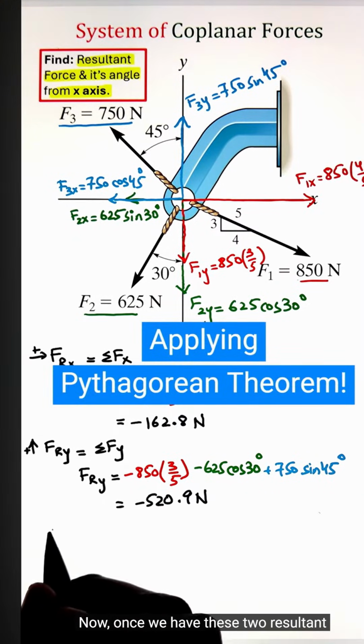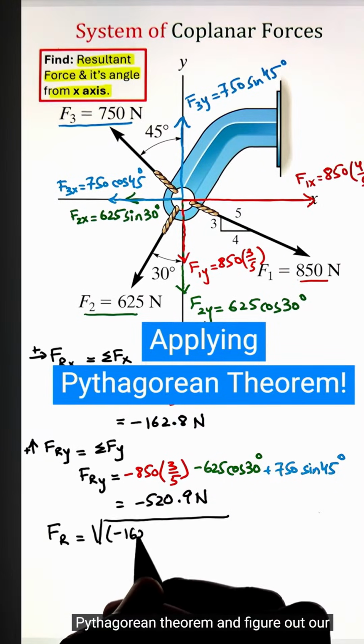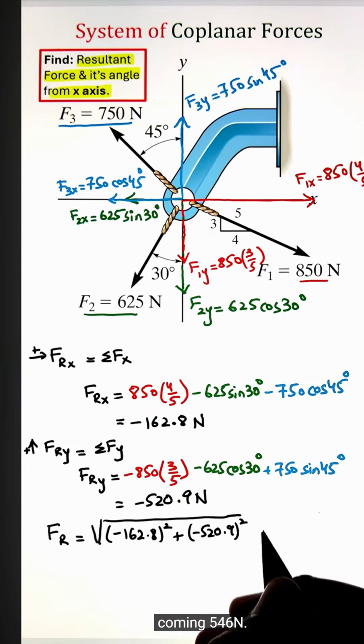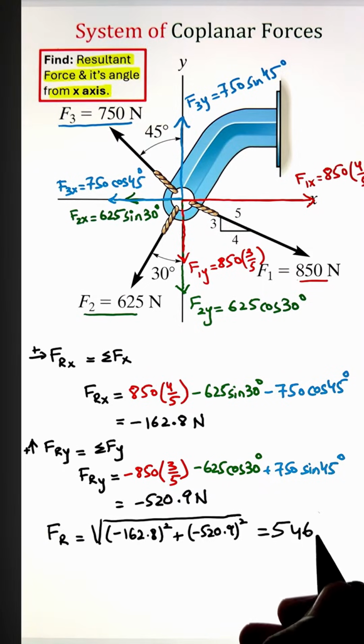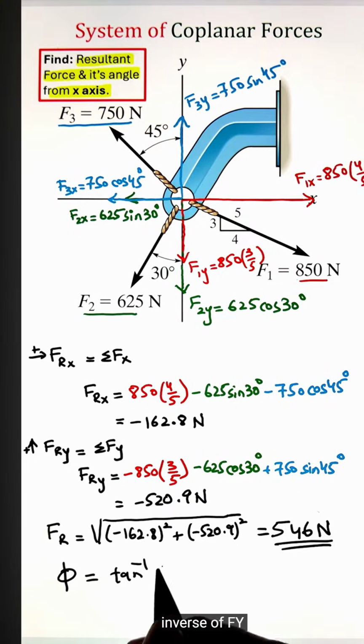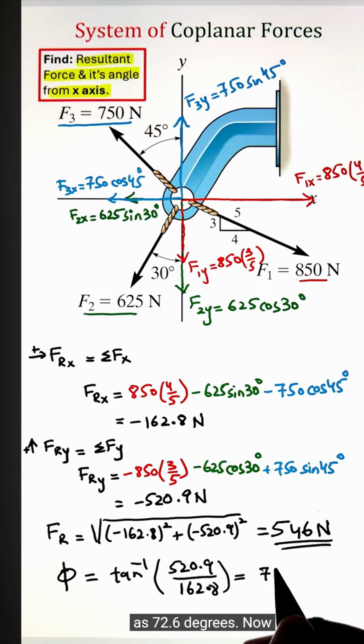Now once we have these two resultant components, we can combine them using our Pythagorean theorem and figure out our resultant force, which is coming as 546 Newton. Now the angle of this force can be calculated by taking the tangent inverse of Fy over Fx. Here it is coming as 72.6 degrees.